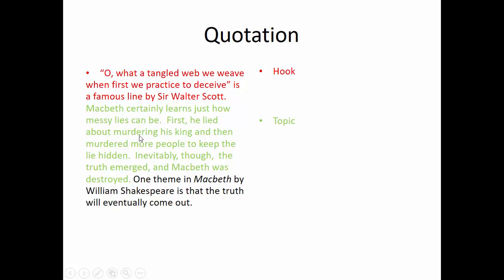First he lied about murdering his king, and then murdered more people to keep the lie hidden. Inevitably, though, the truth emerged and Macbeth was destroyed. And there's our little thesis. So notice we're following the same pattern. Hook, topic that connects to the hook, and a specific claim about that topic that is our thesis.